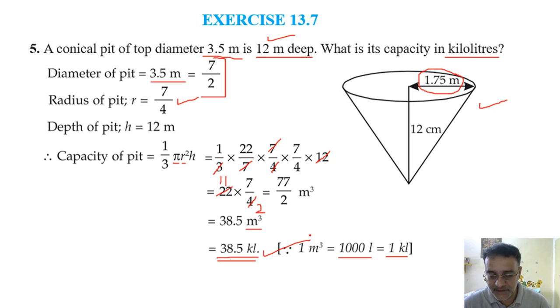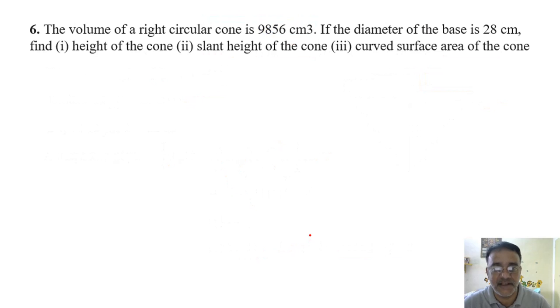No, sir. Okay, so now we'll move towards question number 6. The volume of a right circular cone is 9856 centimeter cube. This is cube, okay? If the diameter of the base is 28 centimeter, find the height of the cone. First we have to find, then slant height of the cone. After that we have to find curved surface area of the cone. So we'll find one by one.